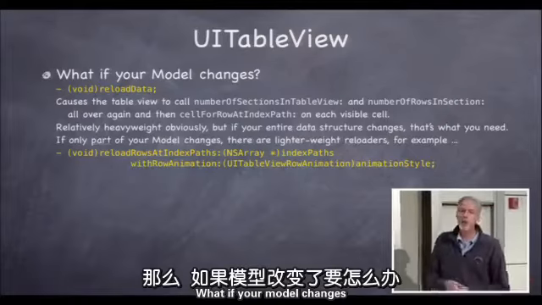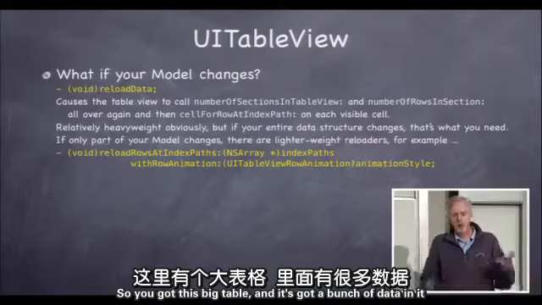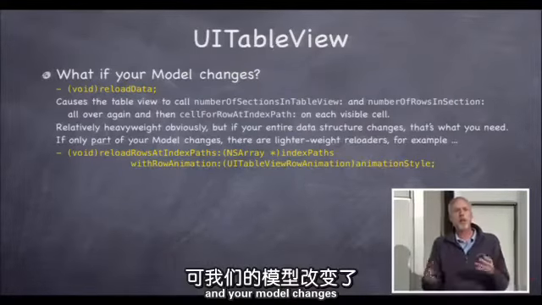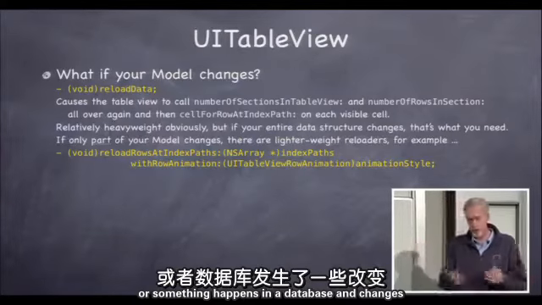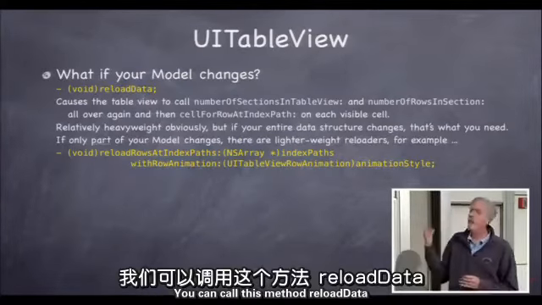What if your model changes? So you've got this big table, and it's got a bunch of data in it, and your model changes. Someone sets it with a public API, or something happens in a database and it changes. You can call this method, reloadData.